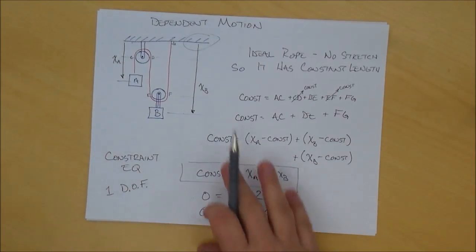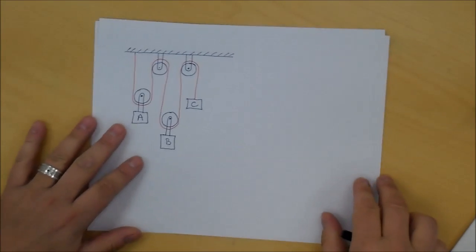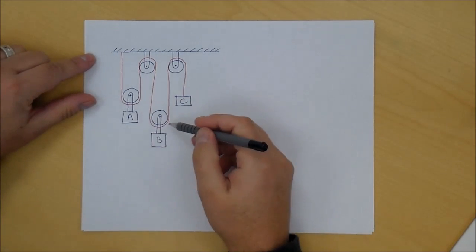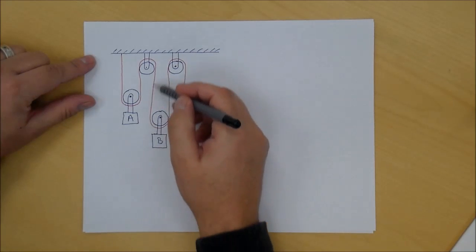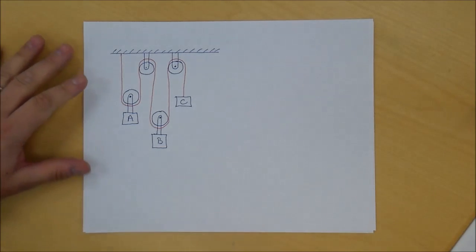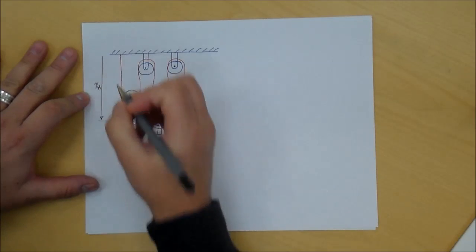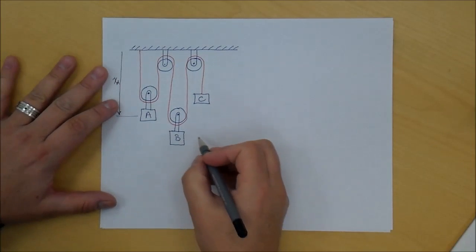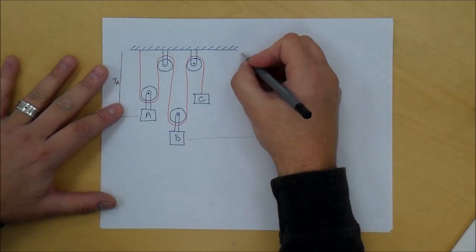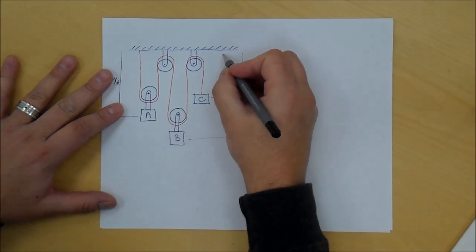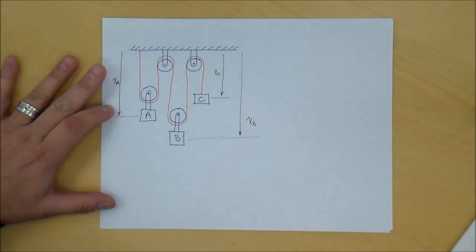All right. Let's look at one more case of dependent motion. It's similar to the last one, but now we have three particles, A, B, and C, again suspended from a ceiling with pulleys, 1, 2, 3, 4 pulleys, and a rope snaking over the pulleys. Okay, let's define our coordinate system first. Positive downward from the ceiling. There's the position of particle A, block A. Here's the position of particle B, or block B, and here's the position of block C.